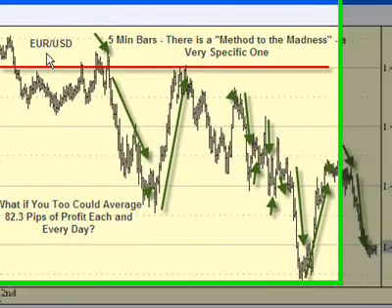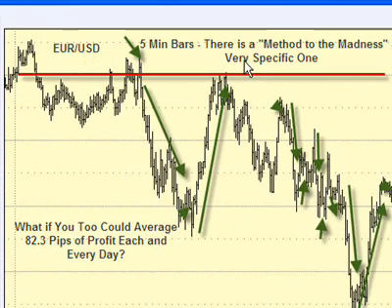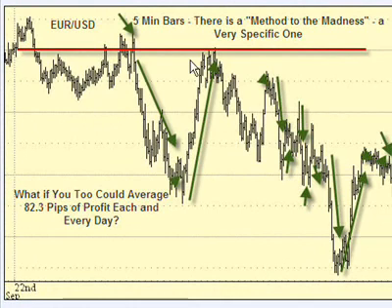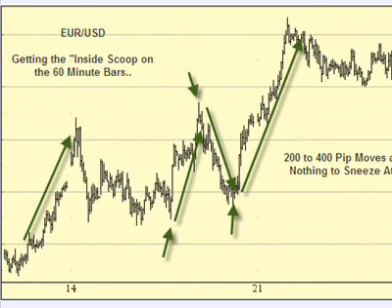EUR/USD, 5-minute bar. Is there a method to the madness? Yes, a very specific one. What if you too could average 82.3 pips of profit each and every day? Of course, that wasn't as stellar as our previous example, but rock solid method there.